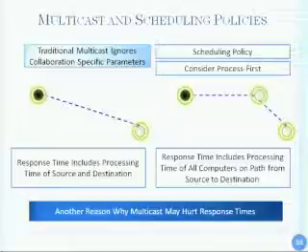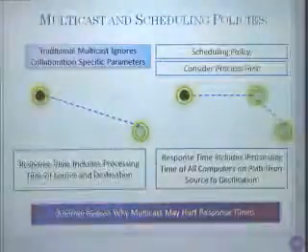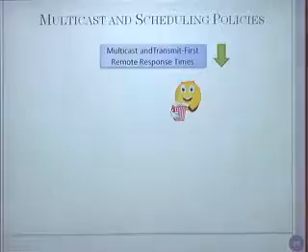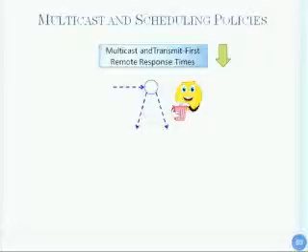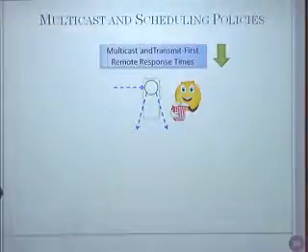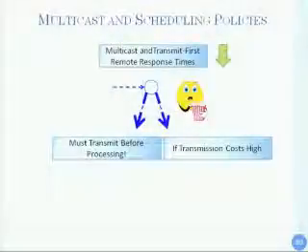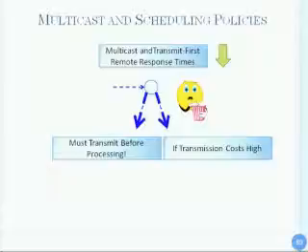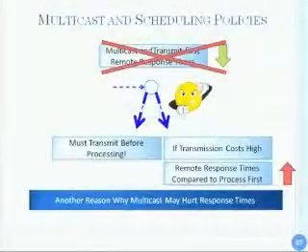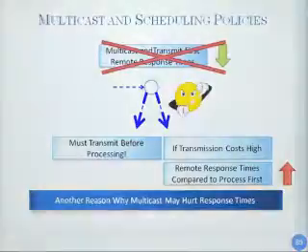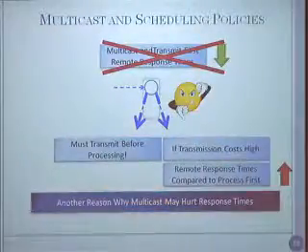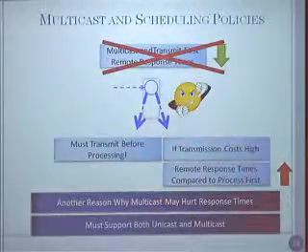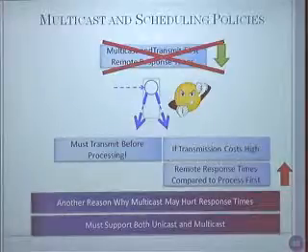But I know what you're thinking. You're thinking just use transmit first policy, since that's supposed to help remote response times. Well, let's see what happens there. With transmit first, unfortunately, since each computer may also have to forward commands, it has to forward before it processes. And if this transmission time is high, the response times can actually be worse than when we use the process first policy. Okay? So again, it's yet another reason why multicast can hurt response times, and therefore the conclusion is we have to support both unicast and multicast in these systems.